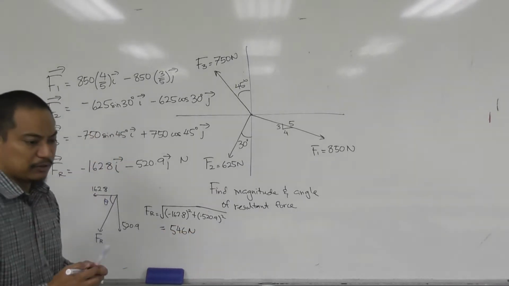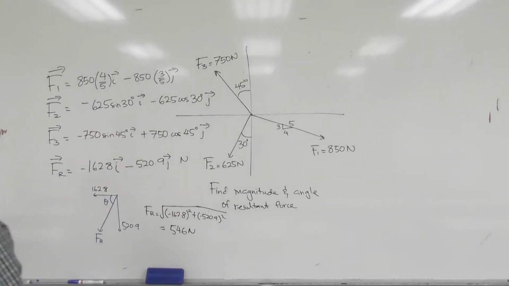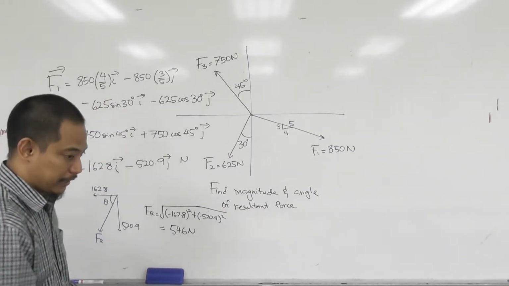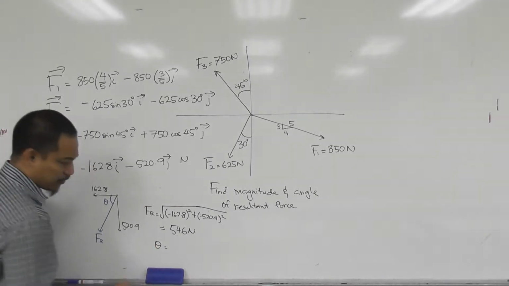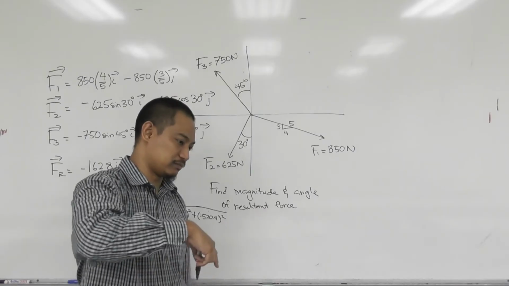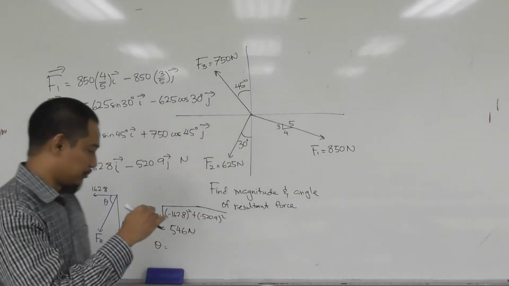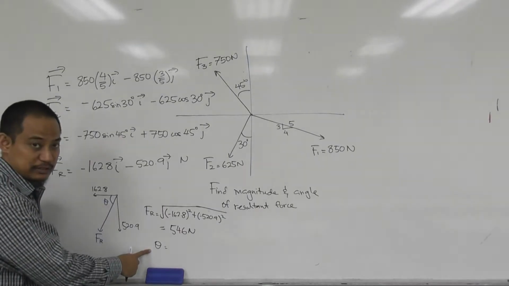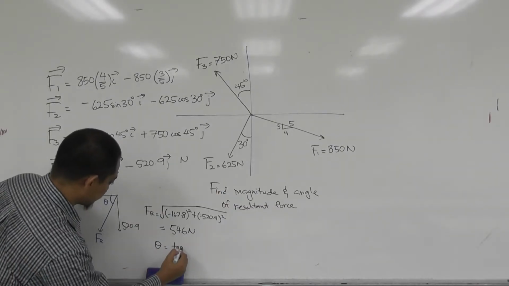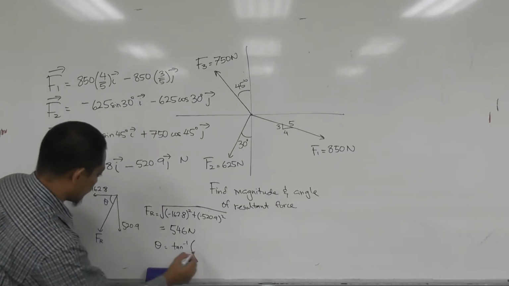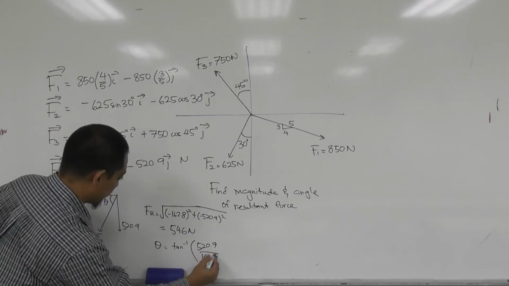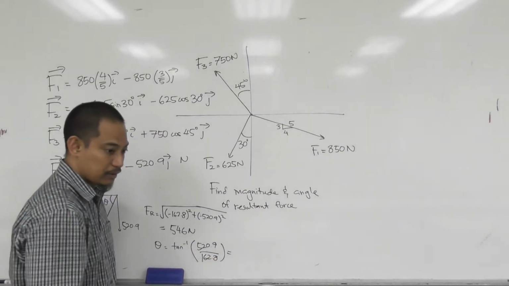Newton. Notice that in the slide, the answer is already in three significant figures. And for theta here, in the slide it's not theta, it's phi. So make sure what you draw and what you use here is tally, at least. If you use alpha, etc. So tangent inverse of 520.9 over 162.8, then you get 72.6.